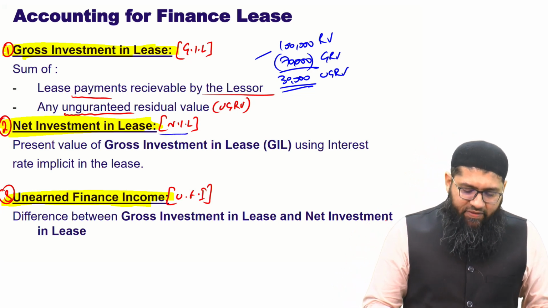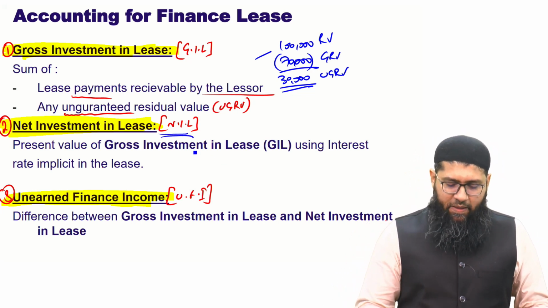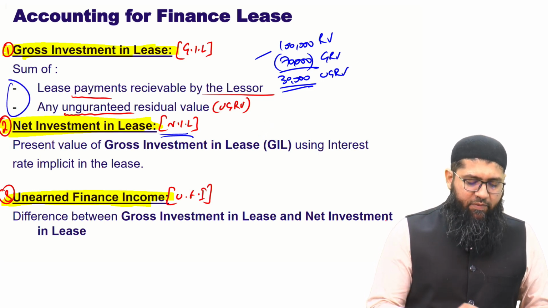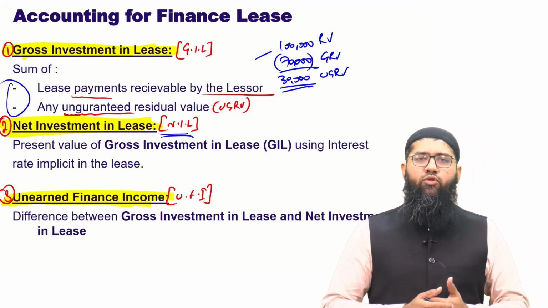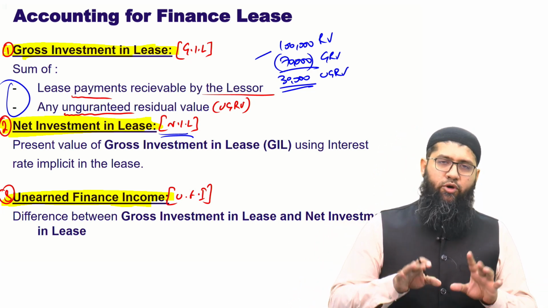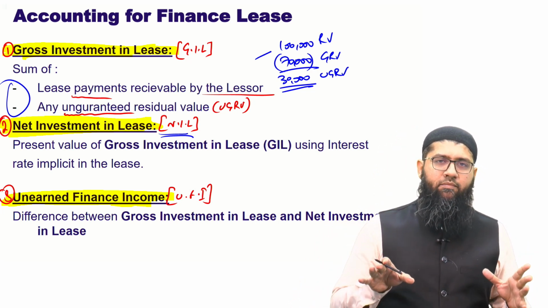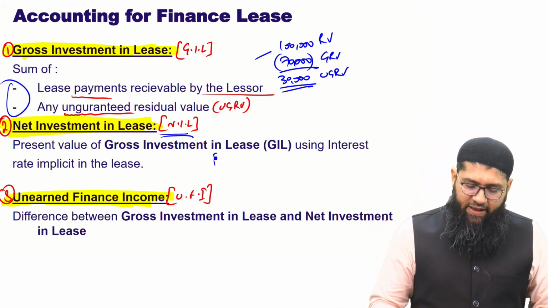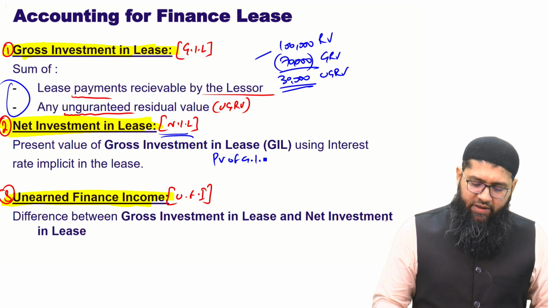Now what exactly is this net investment in the lease? Simple, the present value of gross investment in the lease. Whatever this gross investment is, you simply discount it using the interest rate implicit in the lease, and you will get the net investment in the lease. More or less the accounting is similar to the lessee, but the terminology is a bit different. So it's the present value of gross investment in lease.